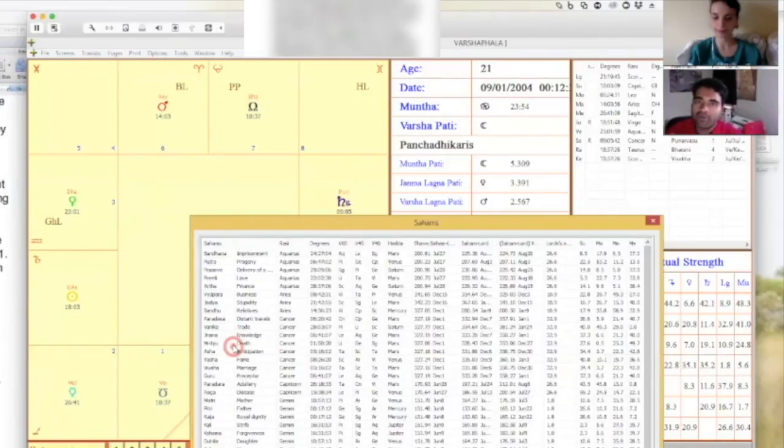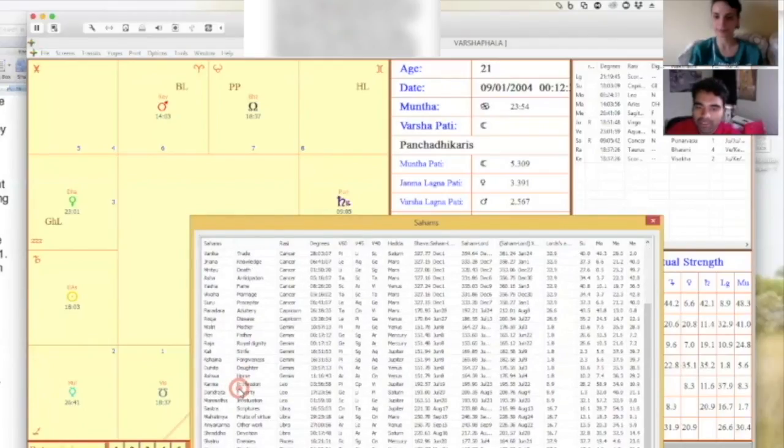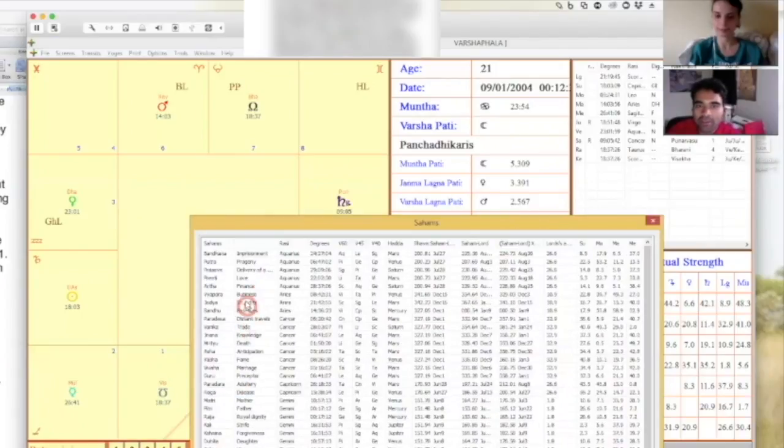I don't want to get into the technical things and bore the audience, but of interest to us is to predict distance travels and foreign travels. We are looking at Paradesha Saham. Paradesha means foreign countries in Sanskrit. And then sea voyage, which is Jalapata, going over the sea. So you can clearly see from this rectified chart that the Paradesha Saham, the distance travels, falls in the sign of Cancer, which is holding Saturn, the fourth cusp lord.